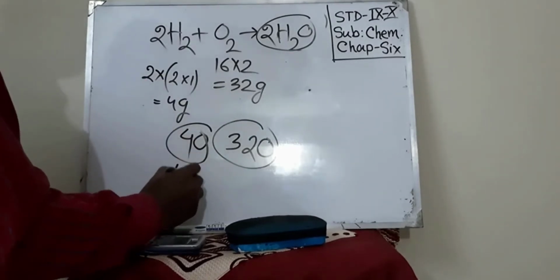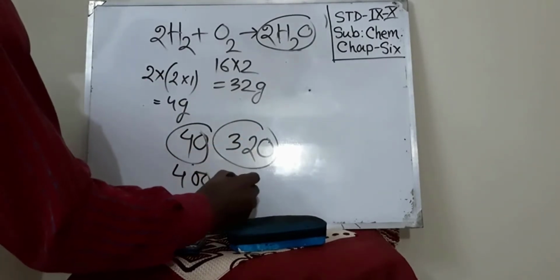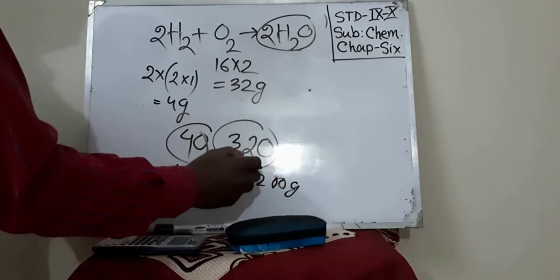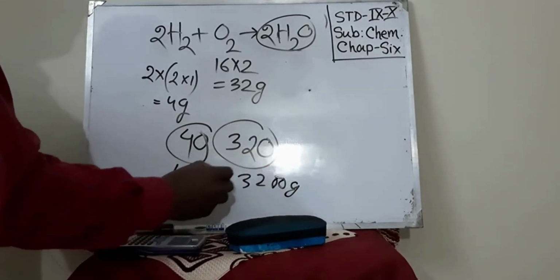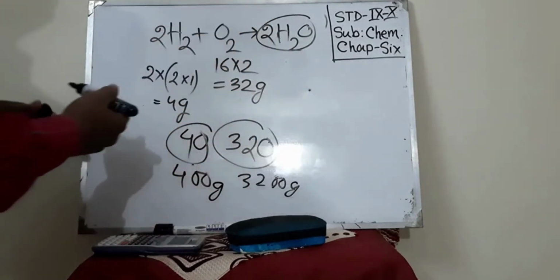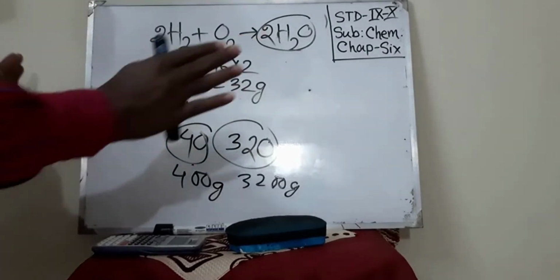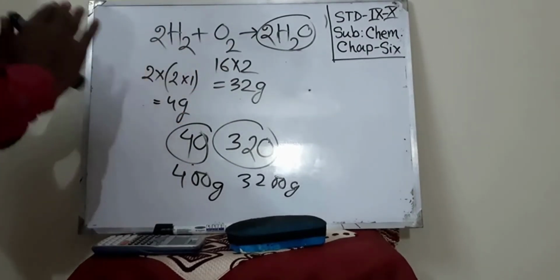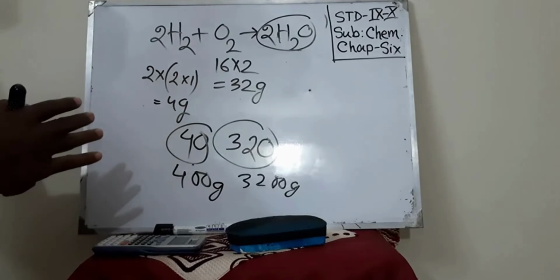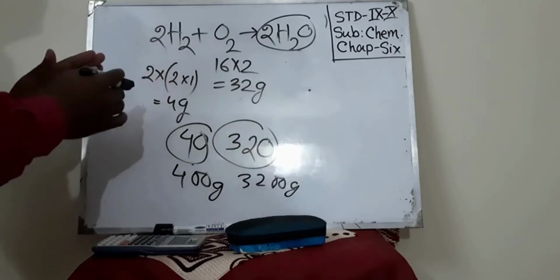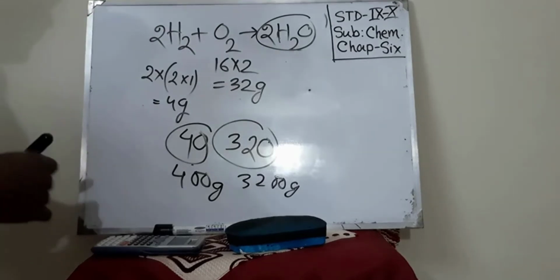If you take 400 and 3200 gram, that means 3.2 kg, then the product will be formed and both reactants will be consumed. In that case, you can't get any type of limiting reactant. Both reactants are used up.